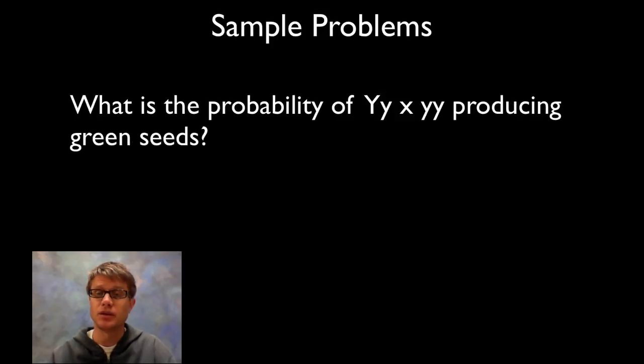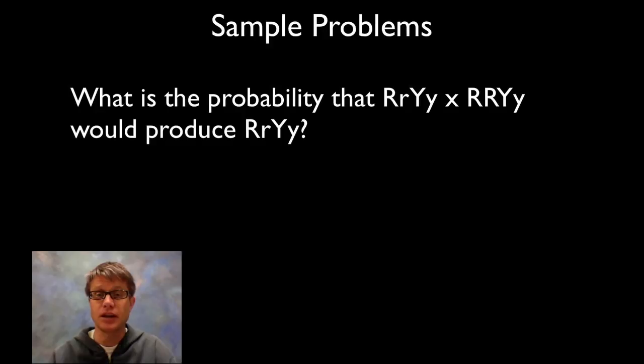What's the probability of these producing green seeds? I would say 1 in 2. These ones are always going to give the recessive trait. This one's going to give the recessive trait half of the time, so it's going to be a 1 in 2 probability. And now let's go to the last one. What's the probability that this parent and this parent would produce this? Take a second, see if you could do that one in your head.